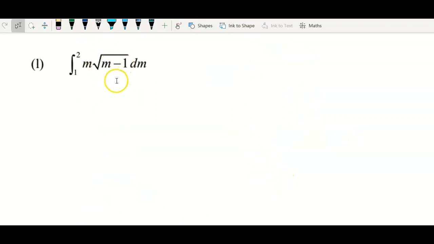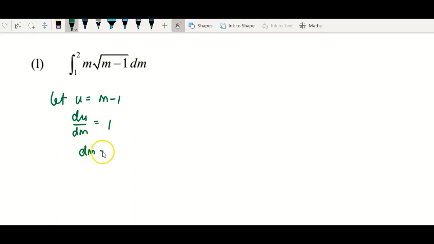For this question, we also will use the substitution method. We let u equal m minus 1. Get your du/dm. du/dm equals 1. So the dm later on will be substituted as du, so this one will be du and this will be u.